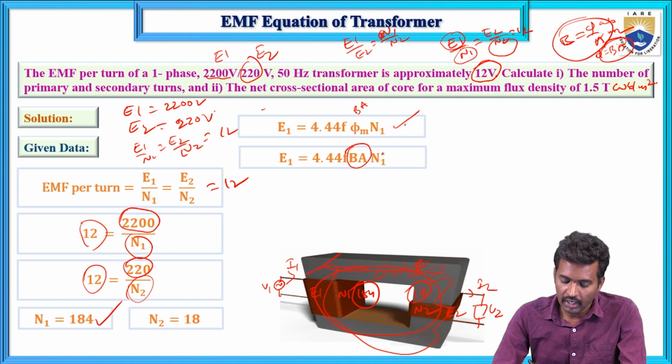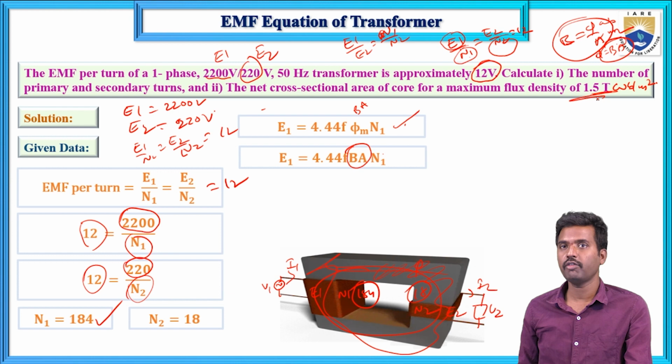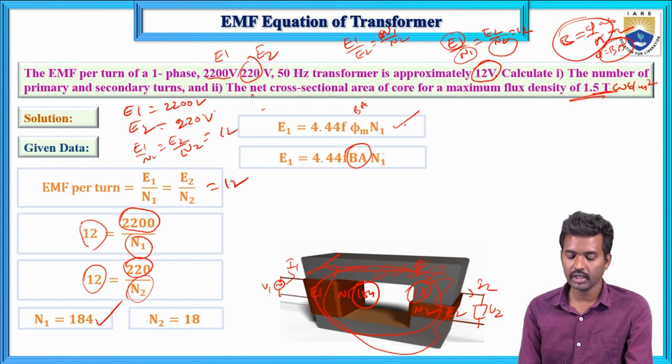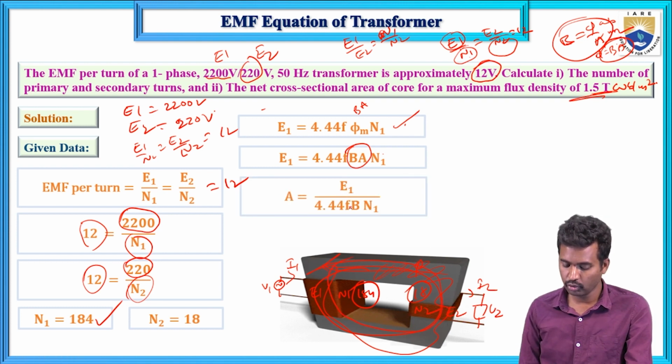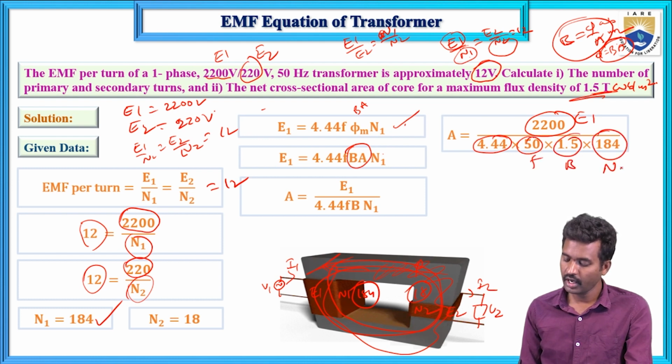Now here N1 turns are 184, frequency is 50 Hz, E1 is 2200, and B equals 1.5 Tesla, Weber per meter square. From this you can calculate the net cross-sectional area of the magnetic core: A equals E1 by 4.44 F into B into N1, that equals 2200, this is 4.44, this is the F, this is the B, and this one is the N1.